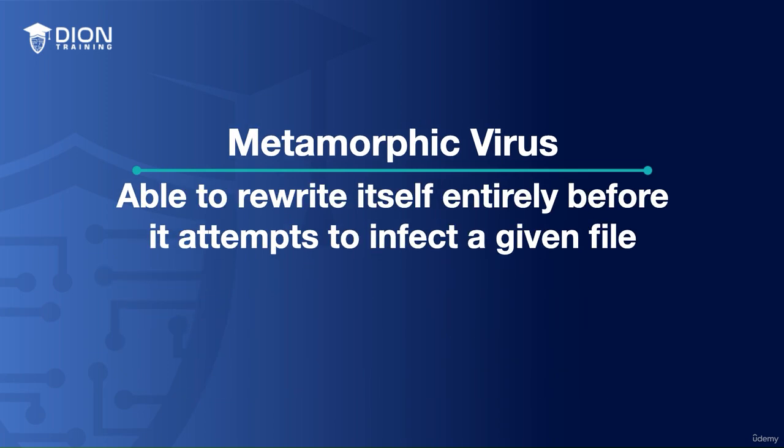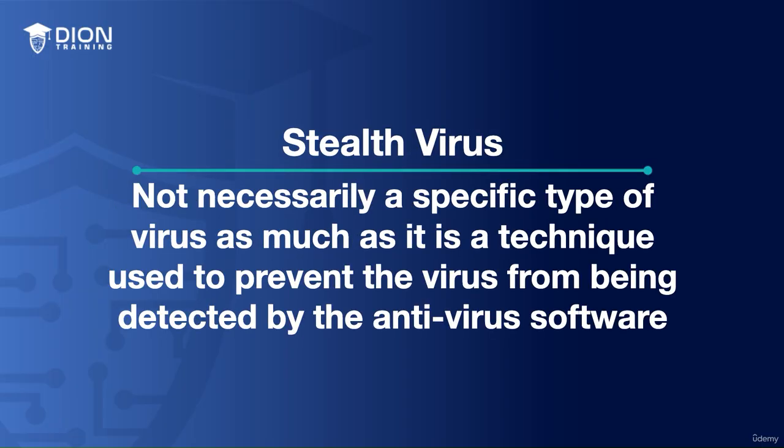Now, metamorphic viruses are able to rewrite themselves entirely before they attempt to infect a given file. Essentially, this is a more advanced version of a polymorphic virus. Eighth, we have stealth viruses. Now, a stealth virus isn't necessarily a type of virus as much as a technique that's used to prevent viruses from being detected by antivirus software. Stealth viruses use different techniques to avoid detection by antivirus software, including things like encrypting its contents, modifying its payload, and other methods to avoid detection.